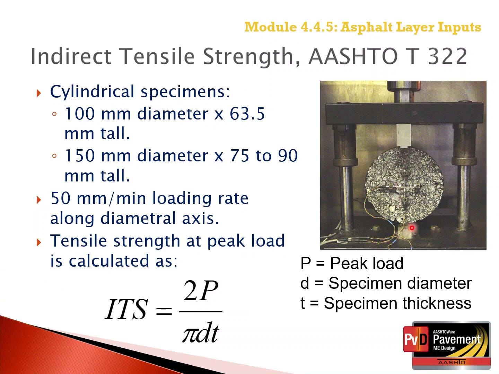In some cases, the horizontal as well as vertical deformations are measured during the indirect tensile strength test. And then the tensile strength at peak load is calculated by the equation shown on the slide, as well as in the MEPDG Manual of Practice, and as designated in AASHTO T322.